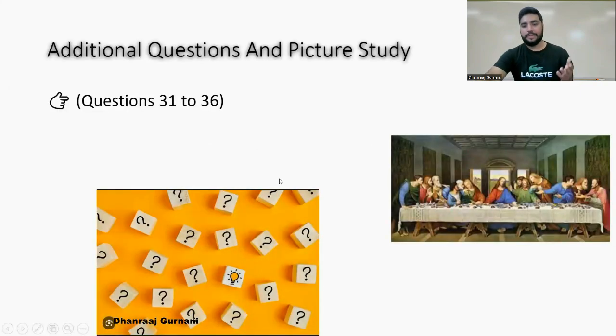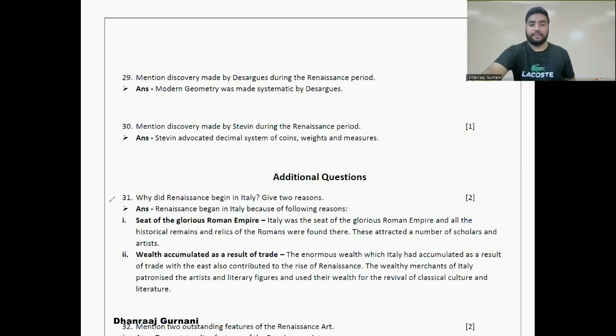Moving to the last part of the chapter, additional questions and picture study. Question 31. Why did the Renaissance begin in Italy? Give two reasons. First one, seat of the glorious Roman Empire. Italy was the seat of the glorious Roman Empire, and all historical remains and relics of the Romans were found there. So a lot of history was there. This attracted a number of scholars and artisans.